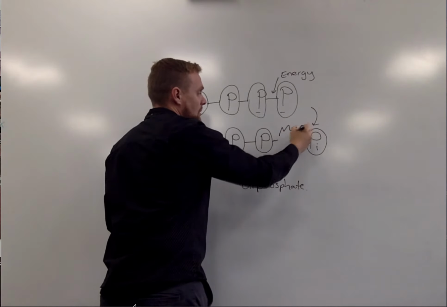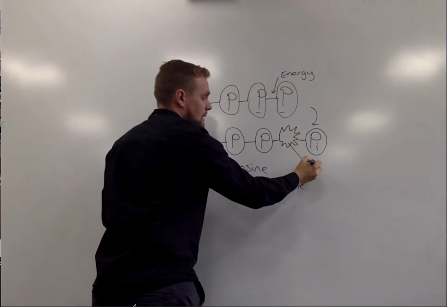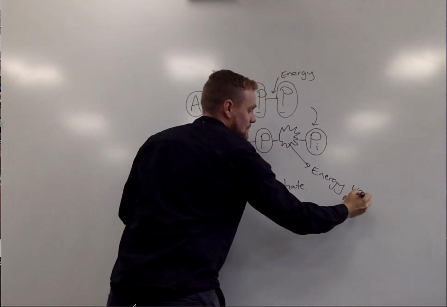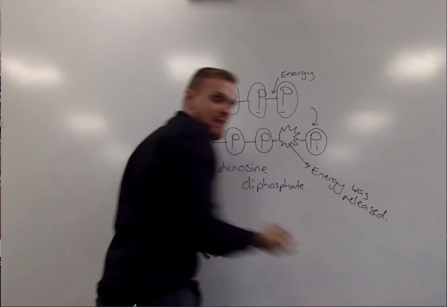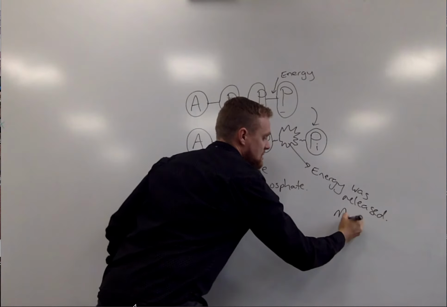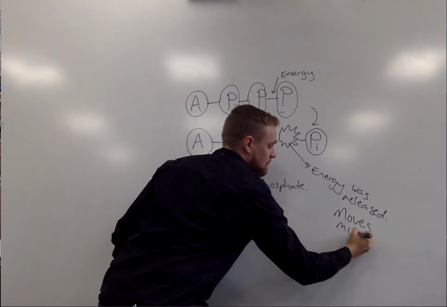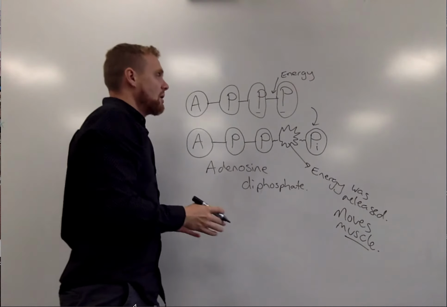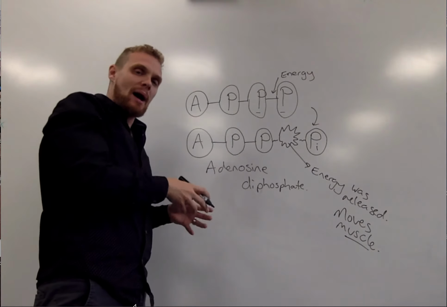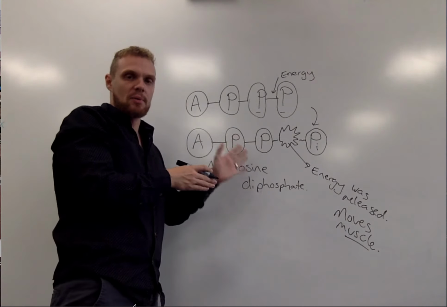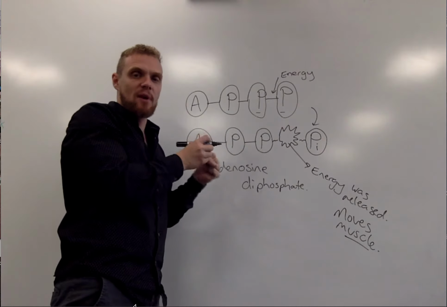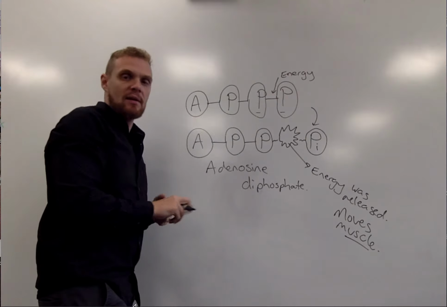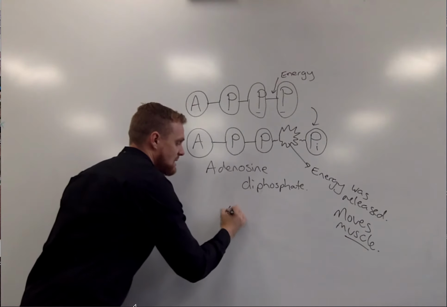When this bond was broken, energy was released. And that energy moves the muscle. That happened because an item came past and allowed that bond to break and took the energy from that bond to the actual muscle fiber. And that thing that came past is an enzyme.